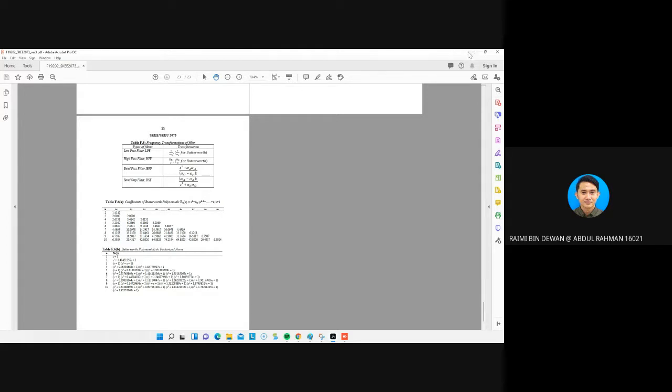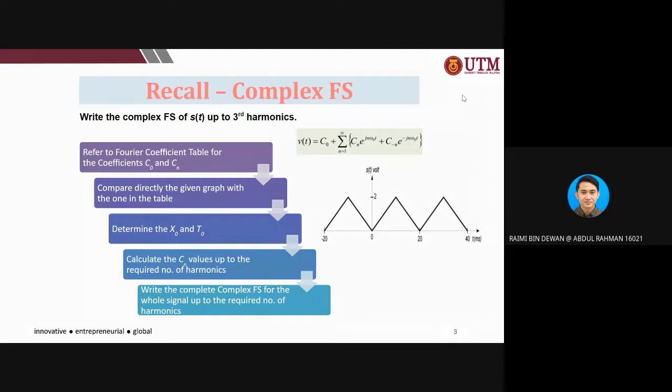If it's given in the test, it means that you need to use it. Most probably, it's not guaranteed, but most probably you need to use it. But if it's not given in the test, there's a high chance you don't need to use the table.